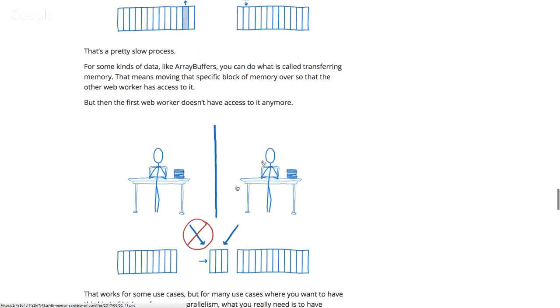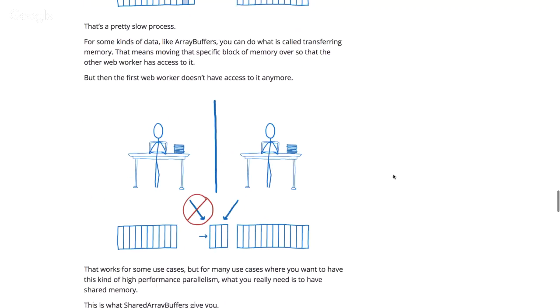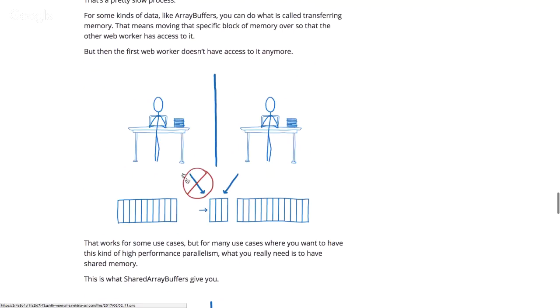They're showing it in this cartoon. On the left side, the web worker says, hey, please use this chunk of memory from my array buffer. Then the second web worker on the right side uses it. When it's using it, the first web worker can't use it anymore.